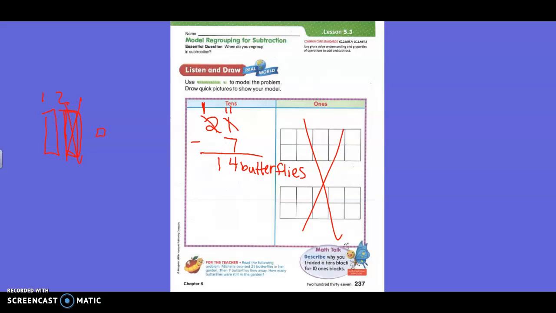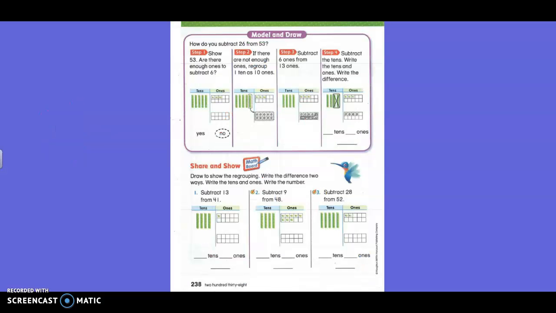All right. Next page. How do you subtract 26 from 53? Now, we're not going to do all this, so don't worry about that. So we're just going to subtract 26 from 53. Now, I realize you don't have a lot of room on your paper, so what I'm going to have you guys do is I want you to just watch. Put your pencils down. You are going to tell me what to do just from what we just did and see if you can remember what to do.